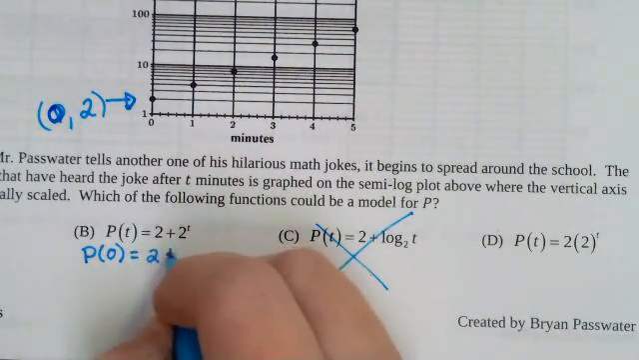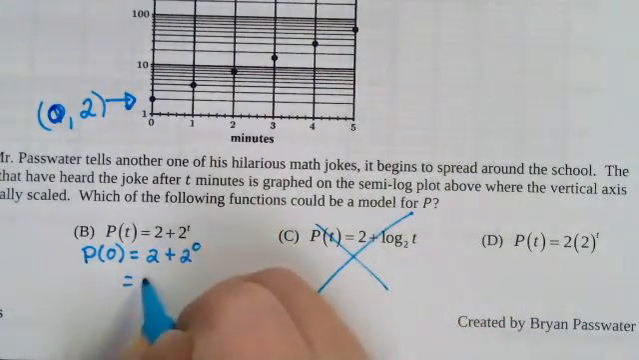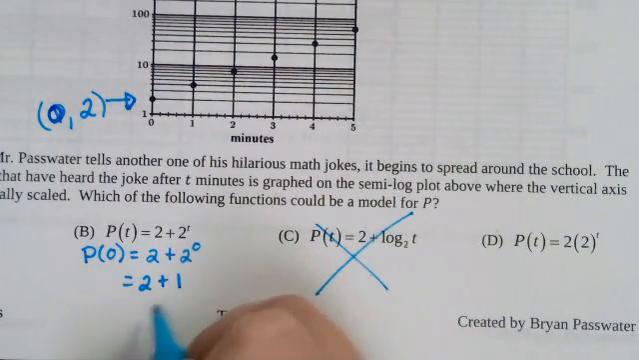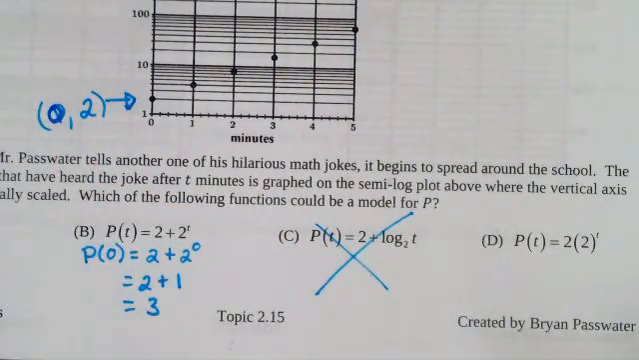Okay, so what I want to do is check what if I calculate that initial value here. What if I plug in a 0? Well, if I plug in a 0, remember anything to the 0 power is simply 1. 2 plus 1 is 3. That is not the output I should have had. If this was correct, my output should have been a 2.